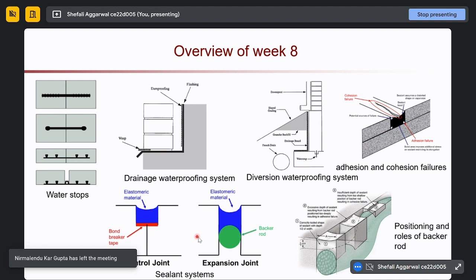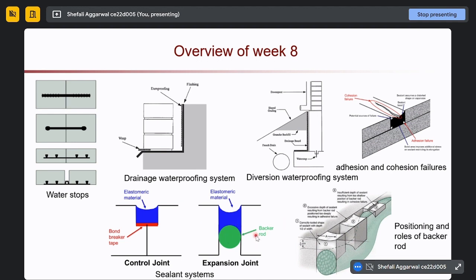And there are two types of sealant systems. One is the control joint, the other is the expansion joint. In the control joint type of sealant system, we are using bond breaker tape, and in the expansion joint, we are using backer rod, and the elastomeric material will be the same.